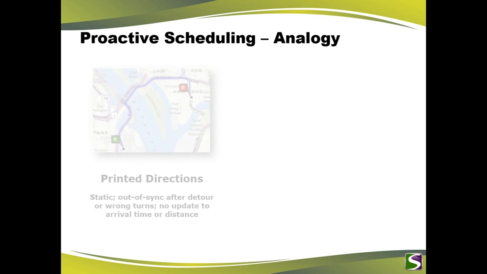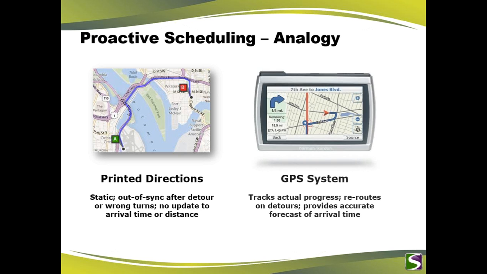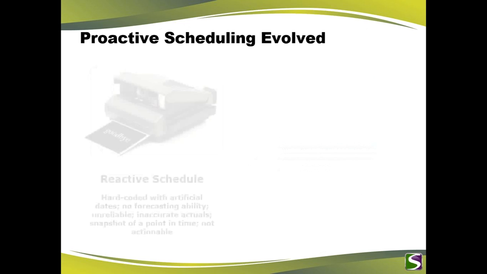Probably the best way to explain and describe proactive scheduling is with this analogy here. When I used to travel 10 years ago, I would always go to mapquest.com and I would print directions out. I'd get on a plane, fly out to Washington, D.C. or wherever I was going, and get in my rental car. The problem with printed directions is as soon as there is a construction detour, as soon as there's something that goes wrong, I take a wrong turn, I now have static directions that are out of sync with reality. So what I needed, of course, was a GPS system, which I got eventually, which is able to tell me exactly where I am, and it's going to reroute me if I have detours. It's going to provide that accurate, up-to-date information about when I'm going to arrive. So really what's needed in project management is the equivalent of that GPS system. We need something to help us get back on track with our project schedules.